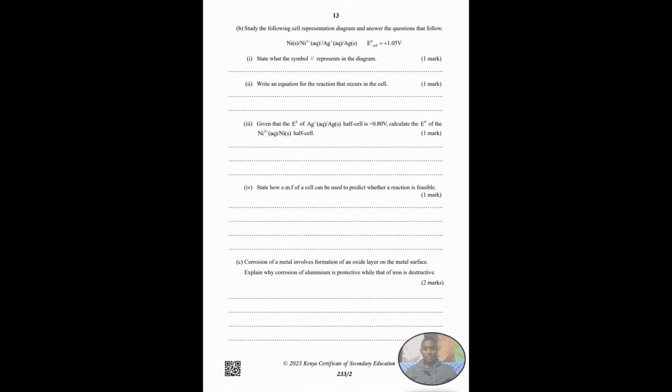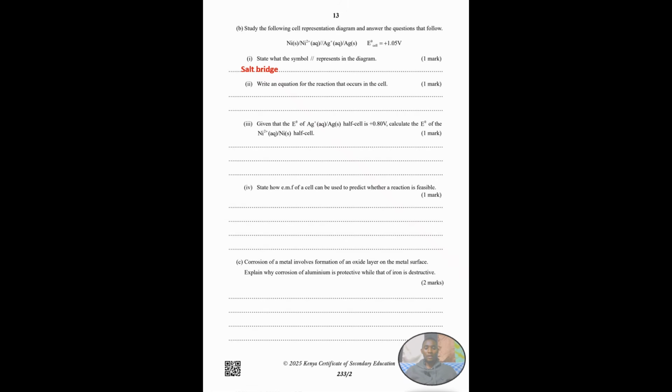So what do these two lines represent, learners? The two lines in a cell notation represent a salt bridge which connects the two half cells and ensures that there is balance of ions during the flow of electrons.